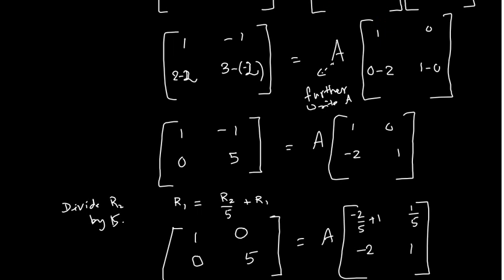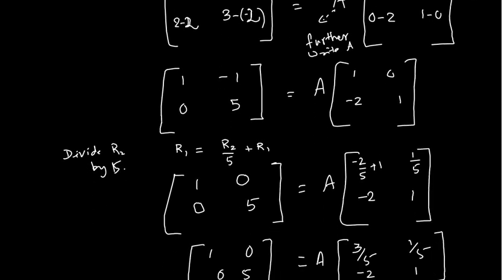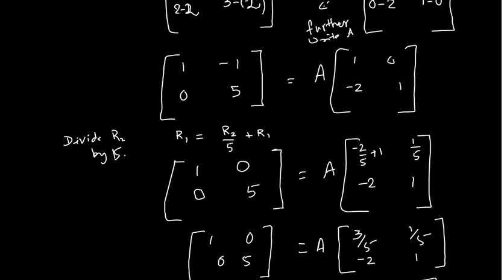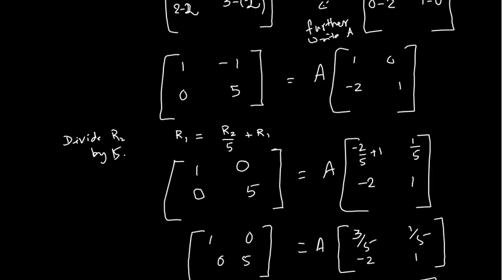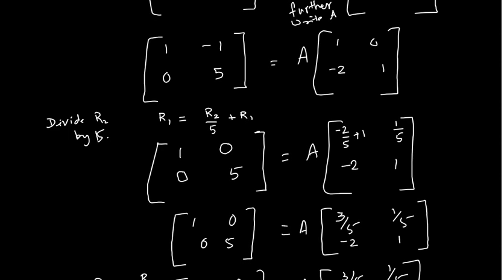This time, if you had observed, R2 is not getting disturbed. I wrote 0, 5, minus 2, 1. Then you will see in that video actually. Then I went ahead and divided 0 by 5 plus R1 is 1, and this becomes 0. Here minus 2 by 5 plus 1, and this is 1 by 5 plus 0, 1 by 5. Then simplified, I got 3 by 5, 1 by 5, minus 2, 1.